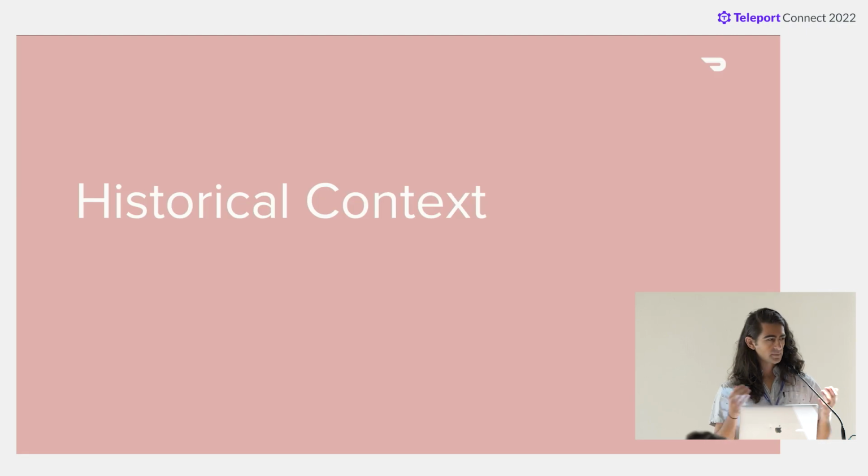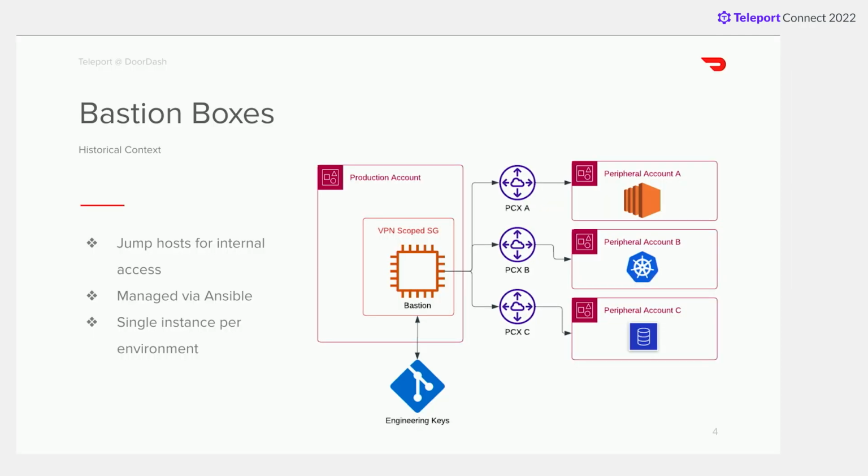So, a little bit about historical context at DoorDash in terms of internal access and compute. Historically, we've relied pretty heavily on our Bastion boxes, also known as jump hosts. We use these to access most of our internal systems at DoorDash. Basically, we have a single Bastion instance, which is in our production VPC. We have these peered to all of our peripheral accounts, and we use this for SSH, database, and Kubernetes access.